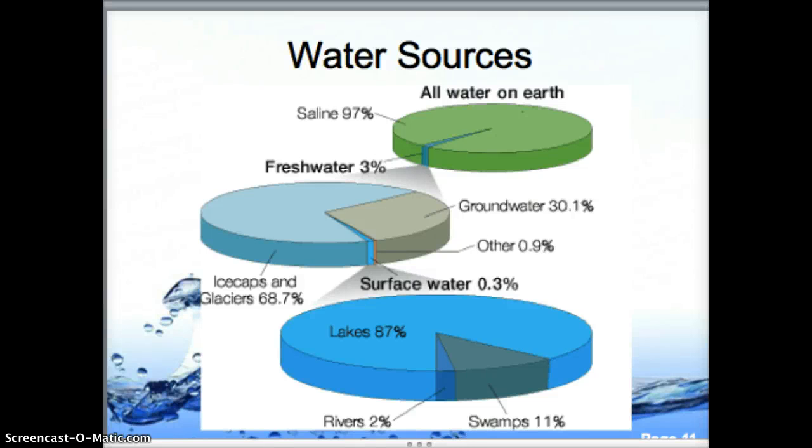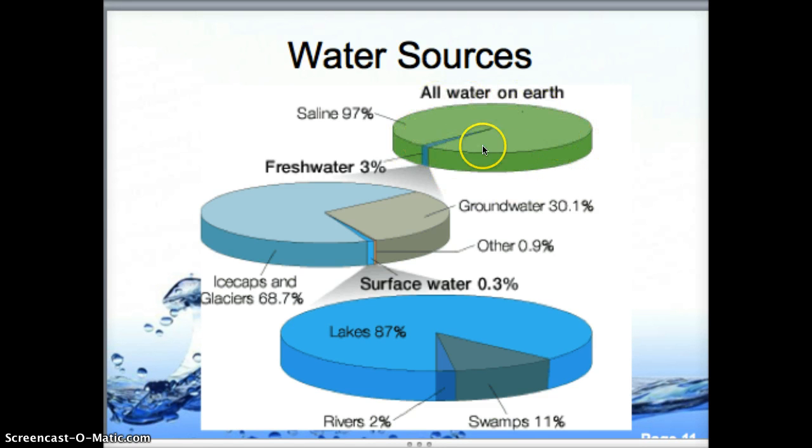In this section, we're going to look at water resources. In other words, where does water come from and where does it accumulate? This is a graph, visual, that shows quite a bit of information. You have to look at it closely to understand it all.